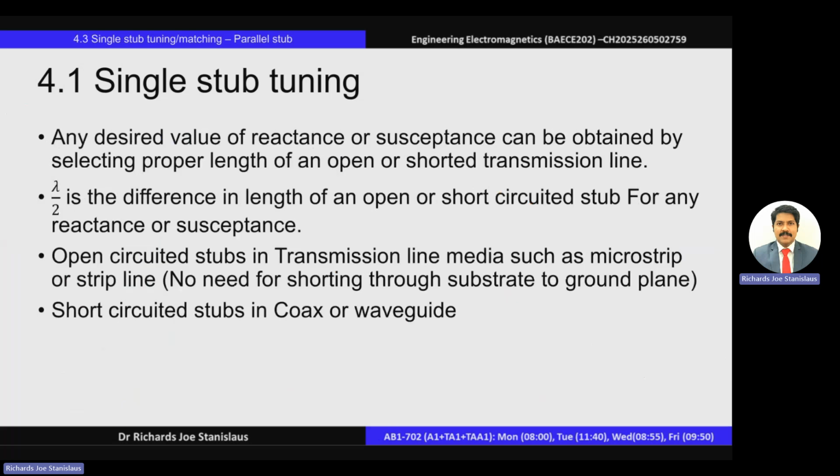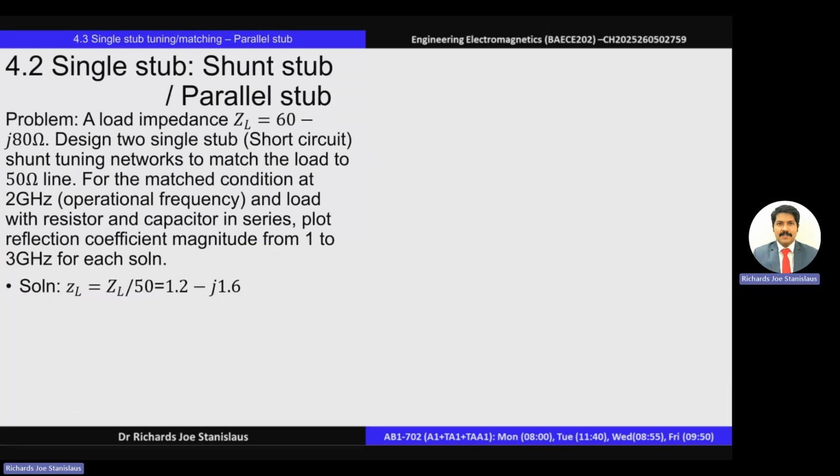So we'll go into the problem directly. We'll take a problem where the load impedance is given as ZL is 60 minus J 80 ohms. That's written out here, so I'm just writing it adjacent to 60. We need to design two solutions for a single stub.